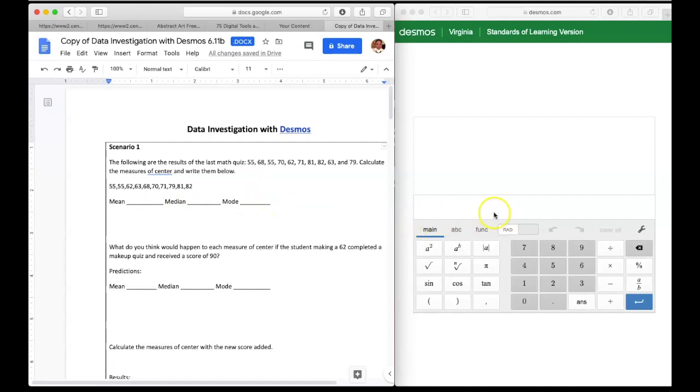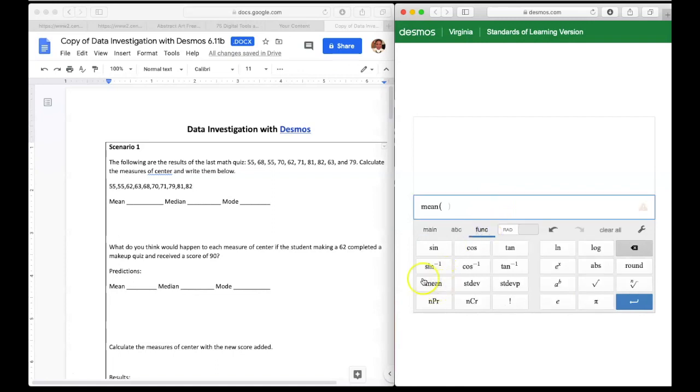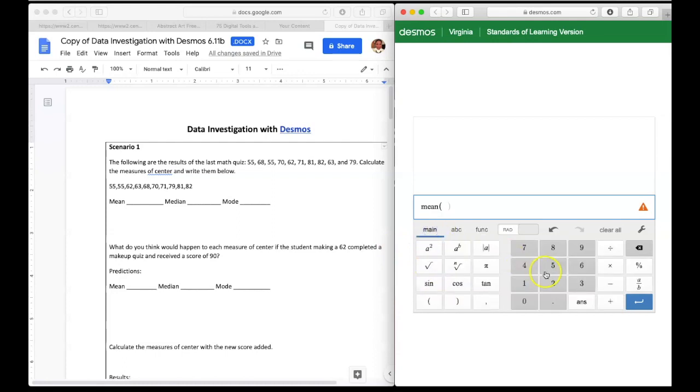So I'm going to go over here to my online calculator. And remember, the first thing I'm going to do: function, mean, and I can use either my ascending order or my original set to find the mean. I'm going to go ahead and just use what's in ascending order. Mean, go back to my main, and I'm going to place again, I'm using my keyboard today. 55, 55, 62, and you should be able to see it changing as I'm keying it into the Desmos application. 70, 71, 79, 81, and 82.